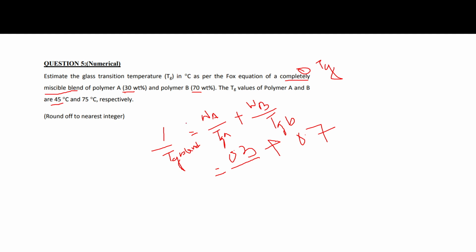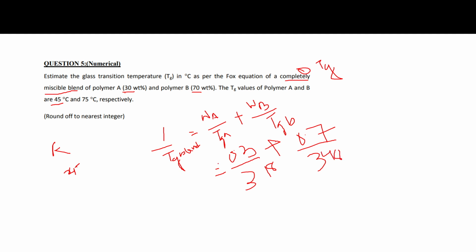When we are putting this in the Fox equation, we always have to put the temperature in Kelvin. So 45 degrees centigrade means how many Kelvin? 45 plus 273, so it will be 318 Kelvin.